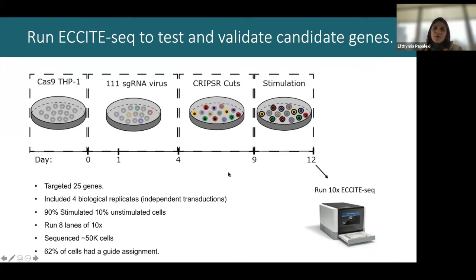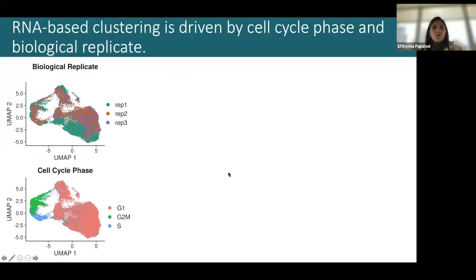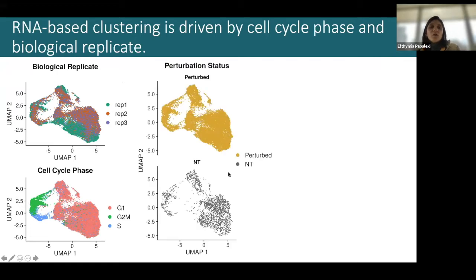So now we took these cells that we have guide RNA assignments for, and we used their transcriptome to cluster them, hoping that our cells will cluster in a perturbation-specific manner. But what we actually found is that cells tended to cluster either based on biological replicate or cell cycle phase, or even stress response that I'm not showing you here. The only cluster that seemed to be perturbation specific was this cluster I'm highlighting here with the oval, that seemed to have cells expressing guide RNAs targeting upstream components of the interferon gamma signaling pathway.